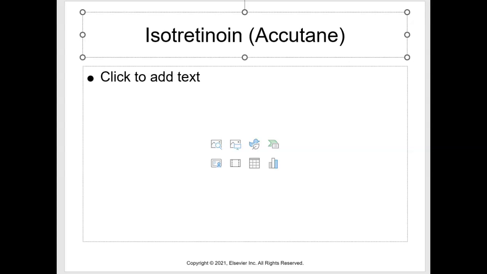Okay. So there's a lot of information in your book about the Accutane. Read it, be familiar with it. Accutane is one of those kinds of questions you could get on a board certification exam as well.